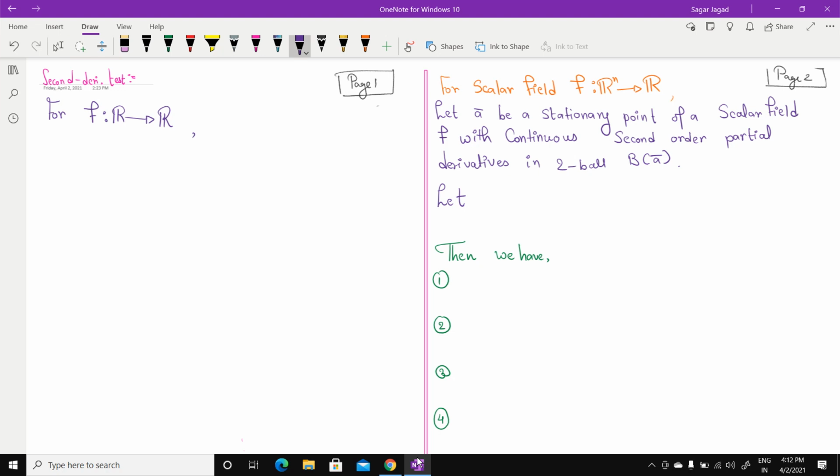So I'll just revise this. Don't worry about it. Okay. So my f from R2R. What we do is we first find out the critical point. So if my f dash at the point x naught is 0, then we call x naught the critical point.